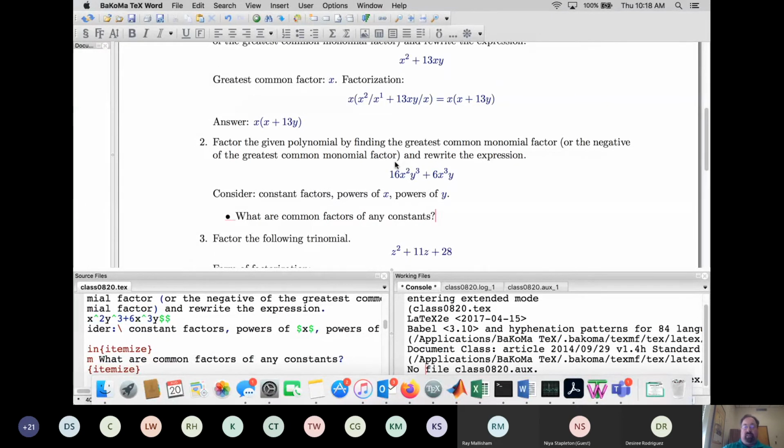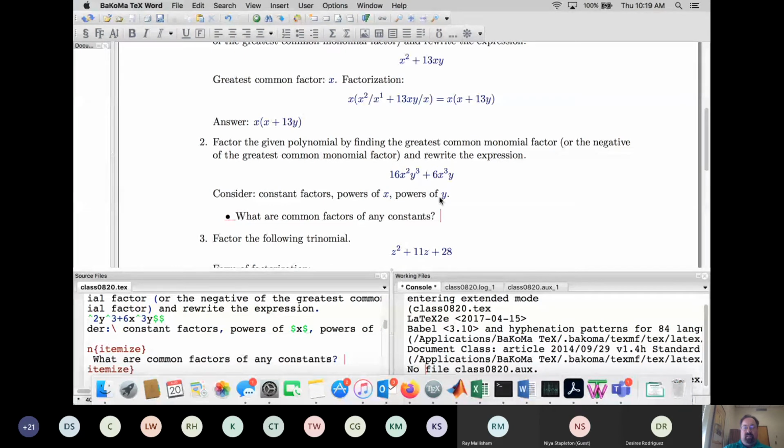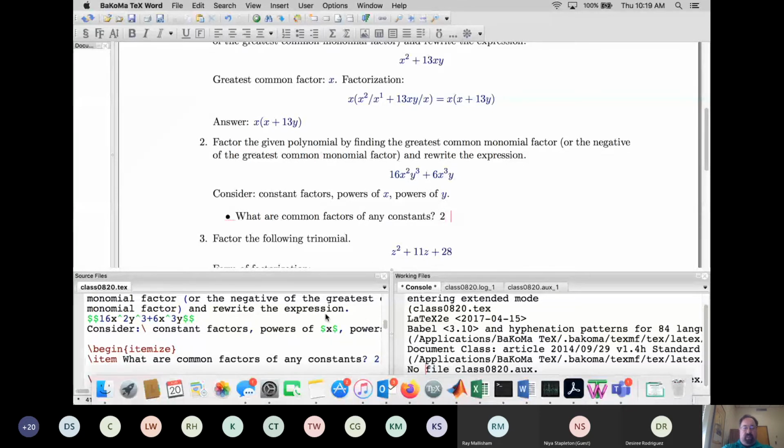All right. So if you look at the constant factors that we have here, 16 and 6. What is the largest possible common factor of 16 and 6? Anyone? Two. Yeah. So both are divisible by 2. 16 is 4 times 4, but 6 is not divisible by 4. So it's only factors of 2 and 3. So here, 2 will be a common factor that we can pull out.